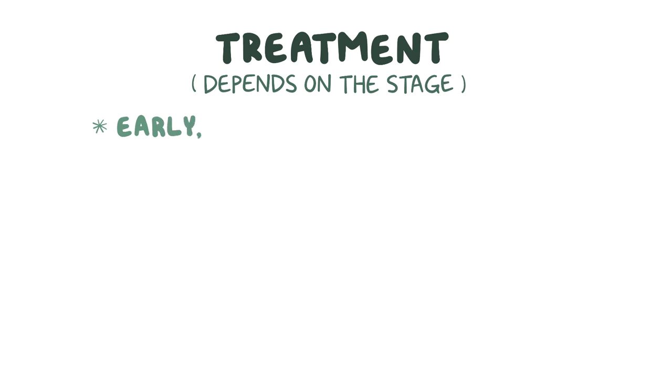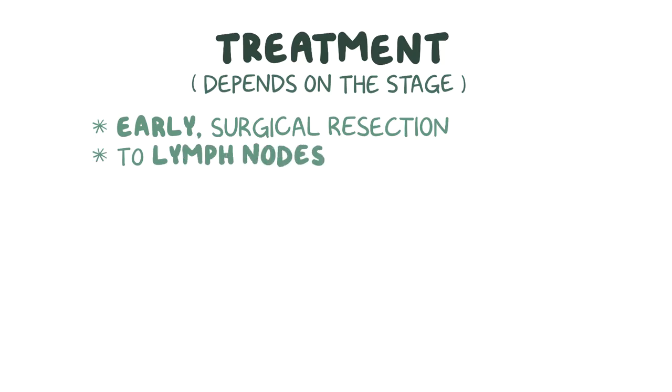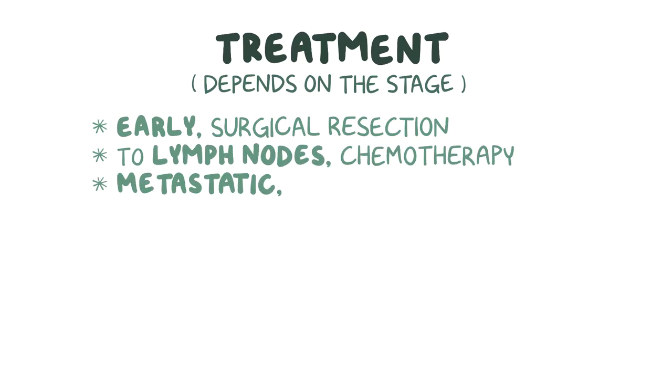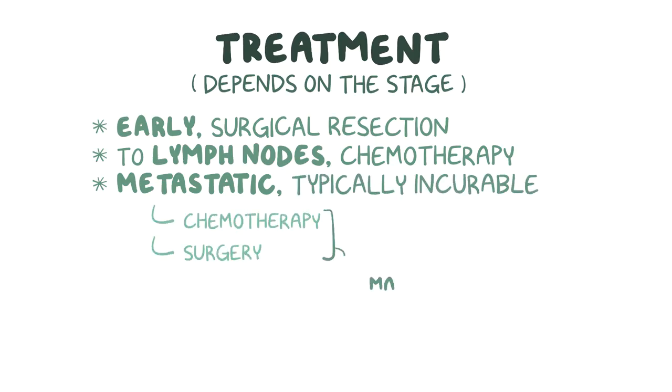Treatment for colorectal cancer depends on the stage of the cancer. Early cancers that are confined to the wall of the colon are often surgically resected, and those that have spread to nearby lymph nodes are often treated with chemotherapy. Unfortunately, metastatic cancers are typically incurable, but sometimes chemotherapy or surgery can be used to ease symptoms.